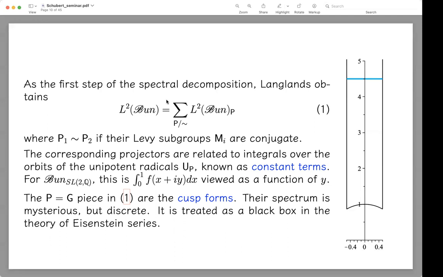In this decomposition, there is one piece that corresponds to the bulk of the space, the group itself. Those are the cusp forms, and in the case of a function field they are just compactly supported. In the case of a number field, they decay very, very fast as you go to infinity. That's a very important part of the decomposition, but in the theory of Eisenstein series this is treated as a black box. The theory of Eisenstein series seeks to reconstruct the rest of L2 starting from cusp forms on smaller subgroups, namely on the Levi subgroups of the corresponding parabolics.